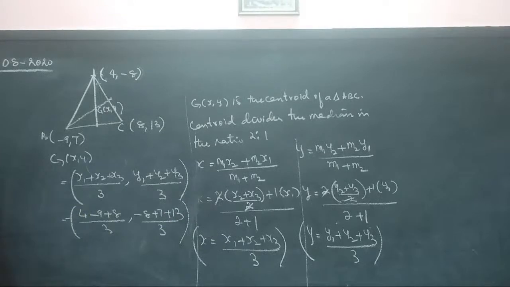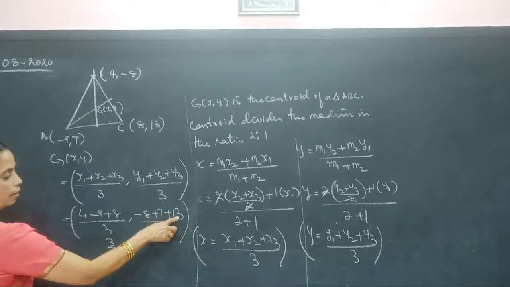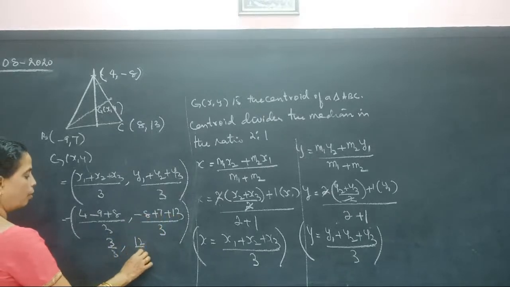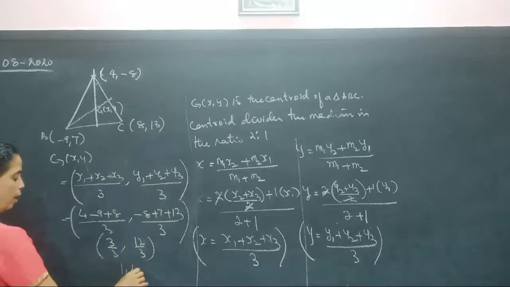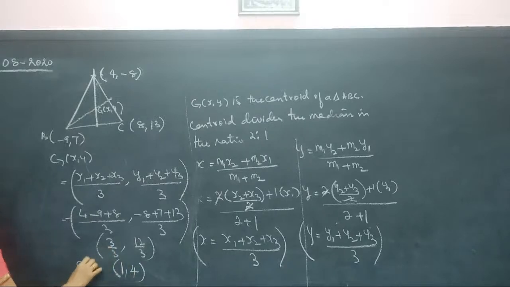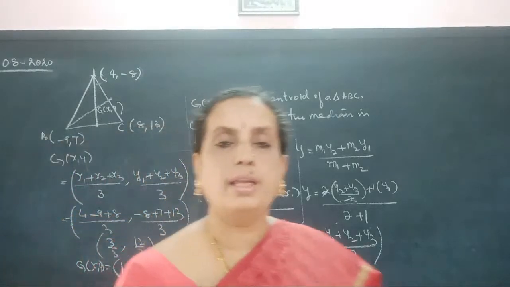What do you get? 4 minus 9 is minus 5. Minus 5 plus 8 is 3 upon 3. Here 13 plus 7 is 20, minus 8 is 12 upon 3. Further, the final answer is (1, 4). So here G(x, y): x equals 1, y equals 4.